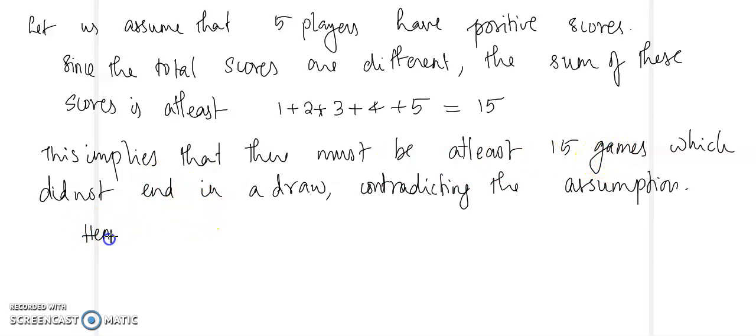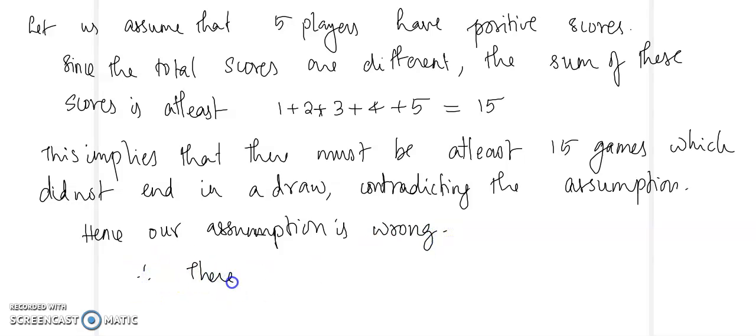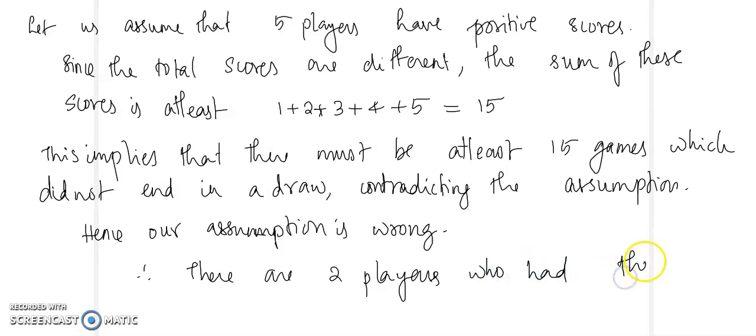So hence, our assumption is wrong. So therefore, there are 2 players who had the same total score. So that is the solution using the Pigeonhole principle.